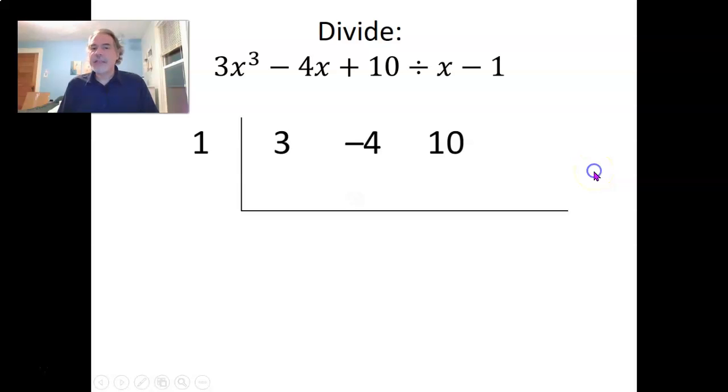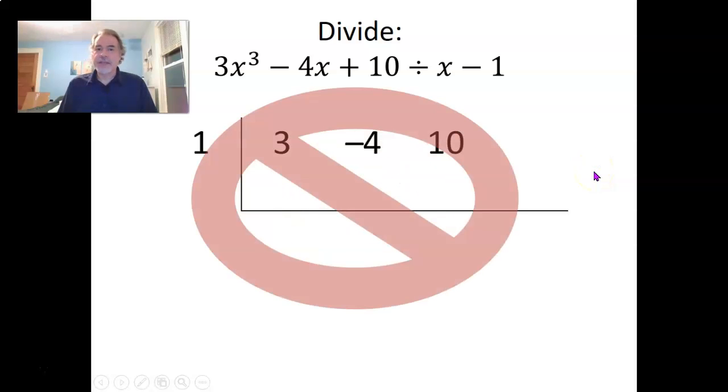But wait a minute, that's not right. Can you see what's wrong with setting it up like that? If I just put 3, -4, 10, the synthetic division is going to think I mean 3x squared minus 4x plus 10. I need to somehow tell it that I'm really dealing with 3x cubed minus 4x plus 10.